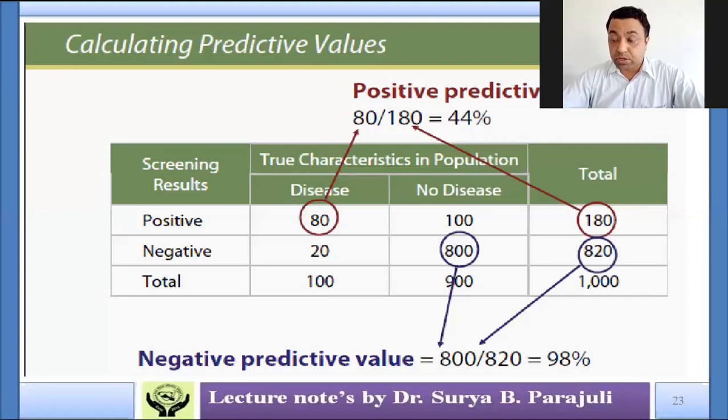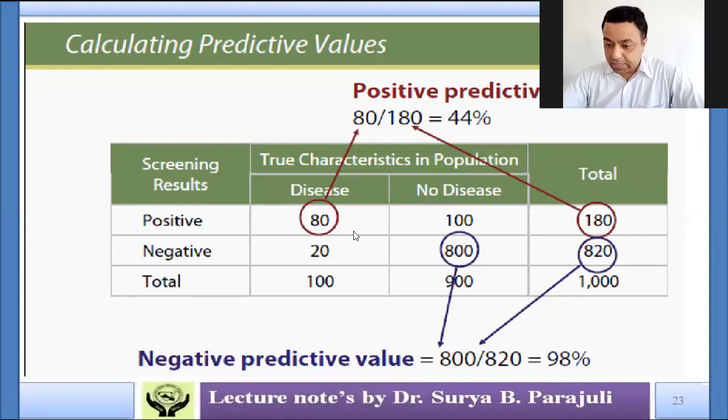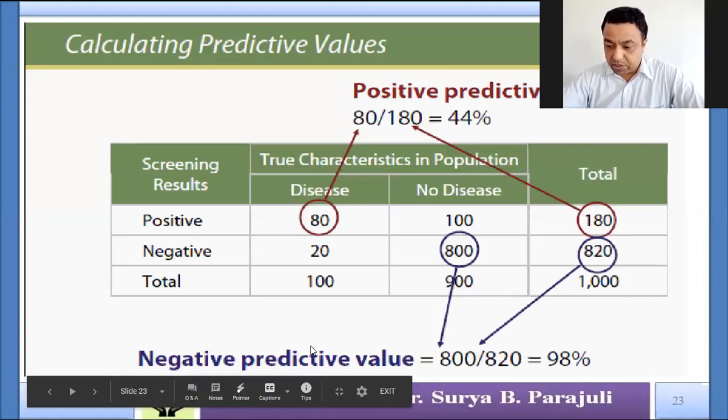But you should have a good understanding of sensitivity, specificity, positive predictive value, negative predictive value, likelihood ratio positive, likelihood ratio negative, and the ROC curve. These are very important. They will really help you understand medicine in terms of population health. So you can see 80 by 180 means the positive predictive value is 44%. The positive predictive value for that current scenario is only 44%, and the negative predictive value is 98%.